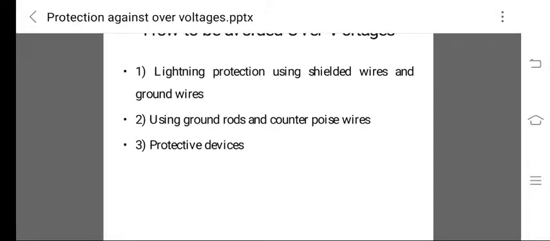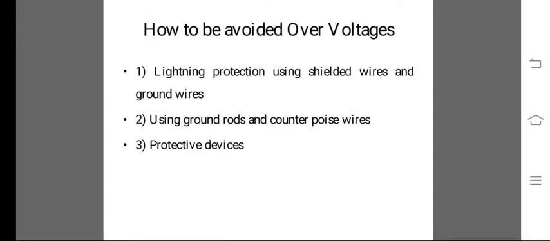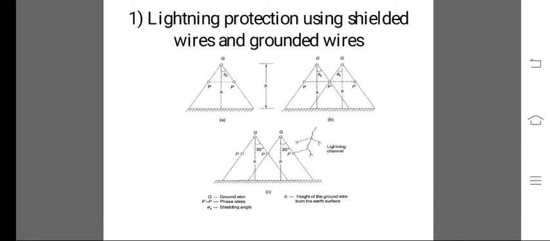So how can over voltages be avoided? There are three methods. The first one is lightning protection using shielded wire or grounded wire. The second one is using ground rods and counterpoise wires. The third one is protective devices. The first one is lightning protection using shielded wire and grounded wires.